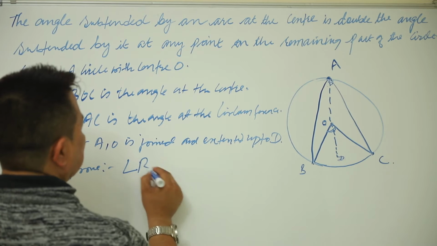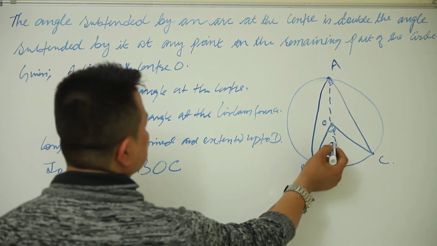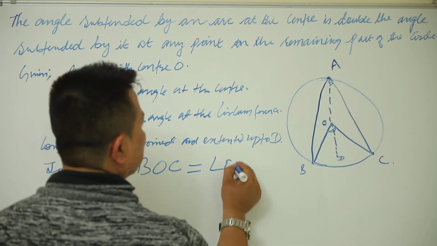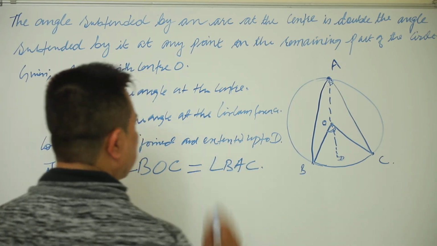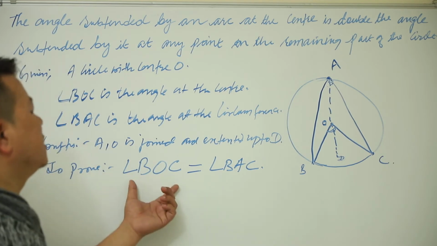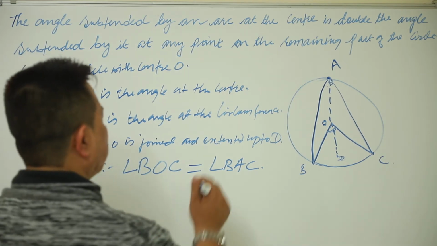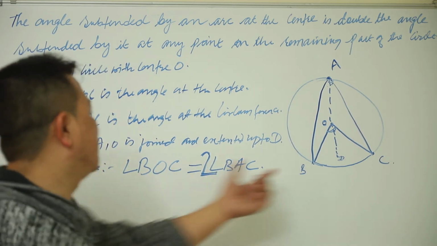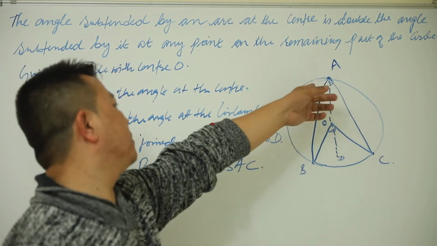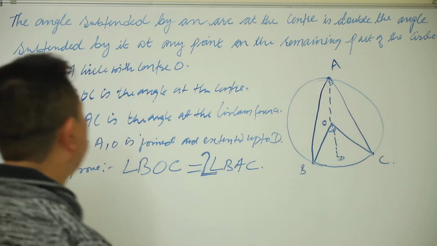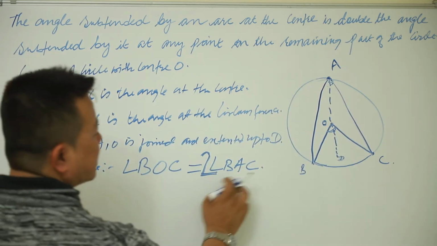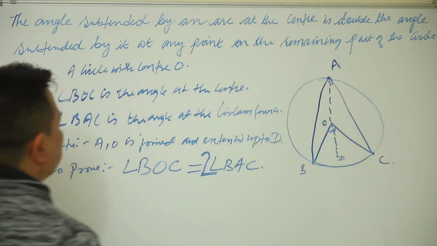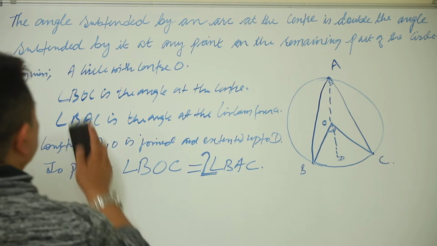Angle BOC is double the angle BAC. The angle at the center is BOC and the angle at the circumference, at any point in the circle, is angle BAC. We have to prove angle BOC is equal to twice angle BAC. This angle is double the angle of this one. So let's start proving it now.